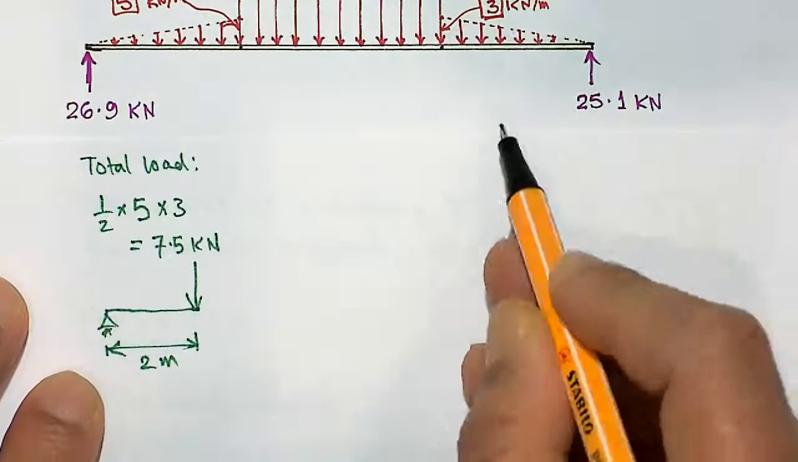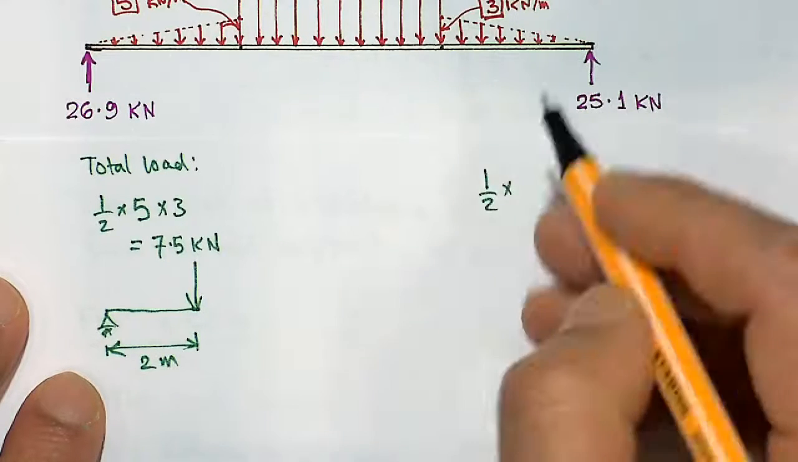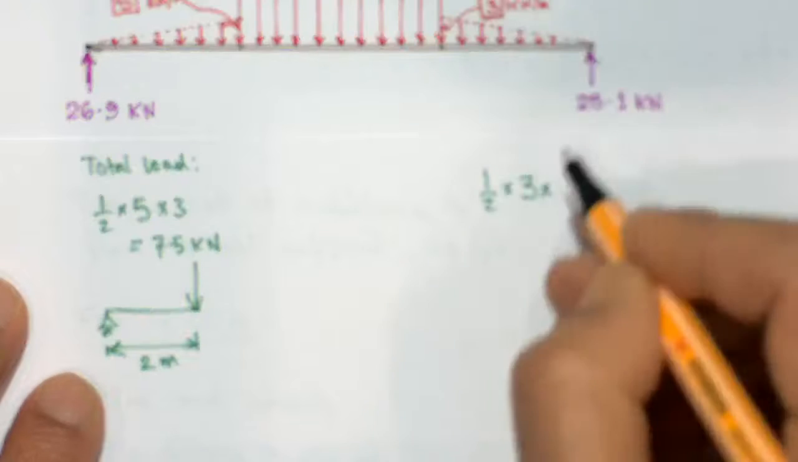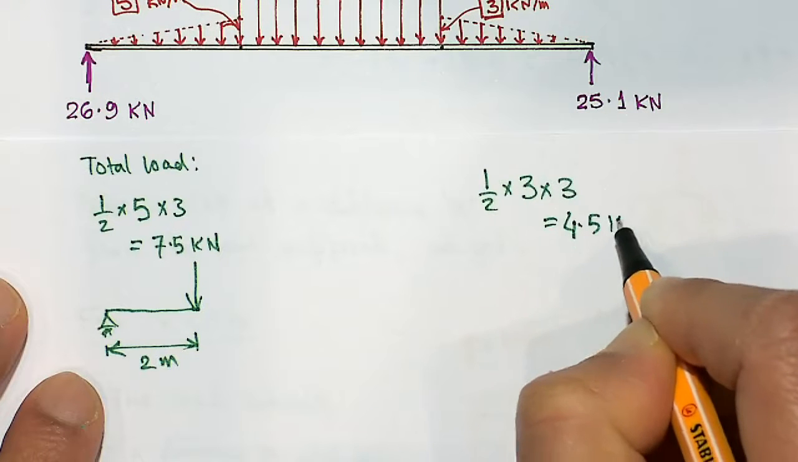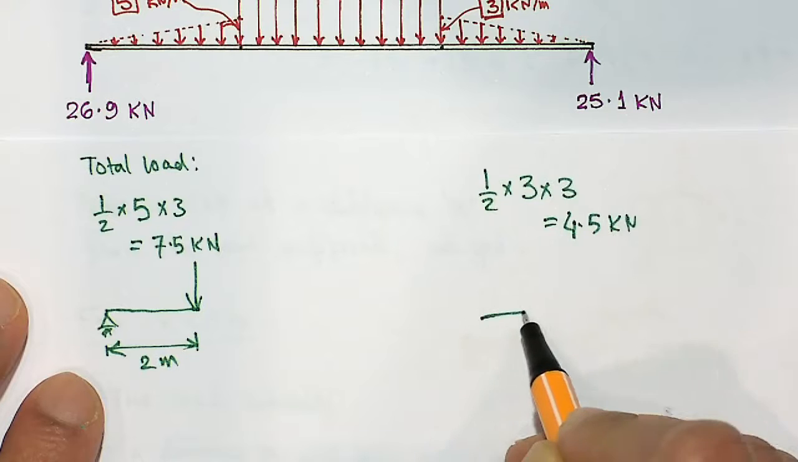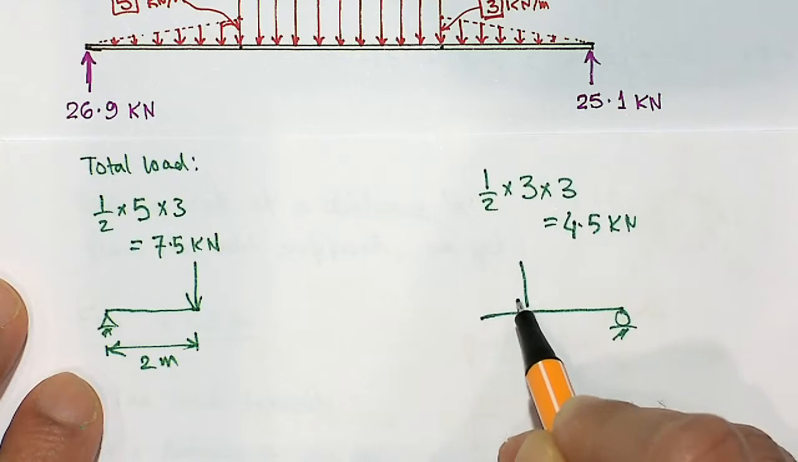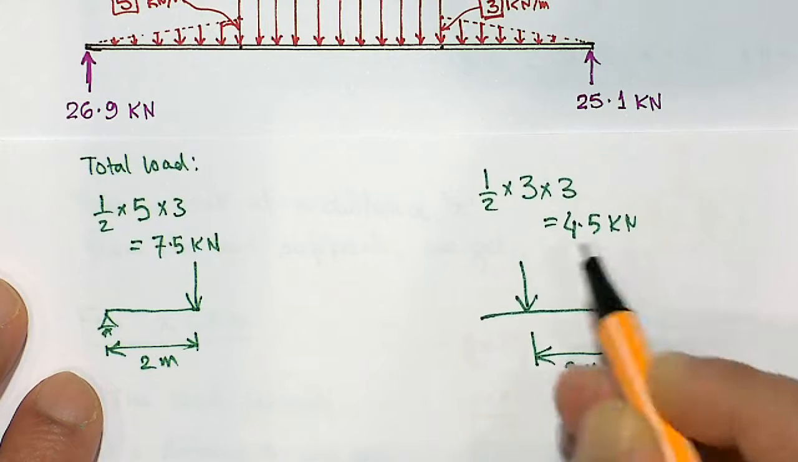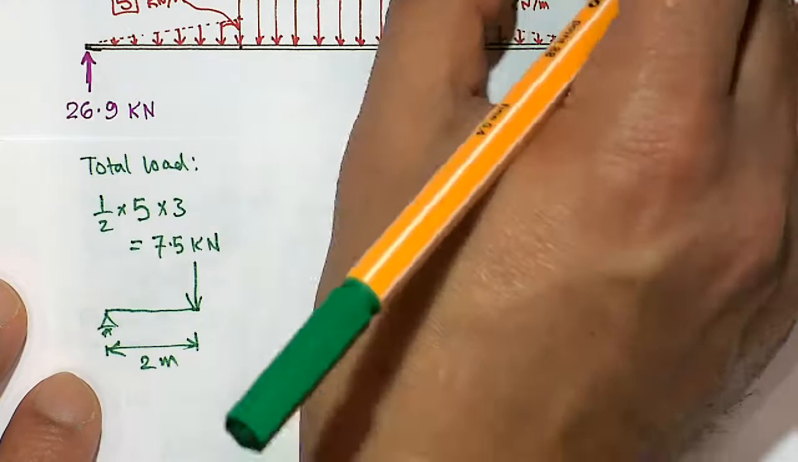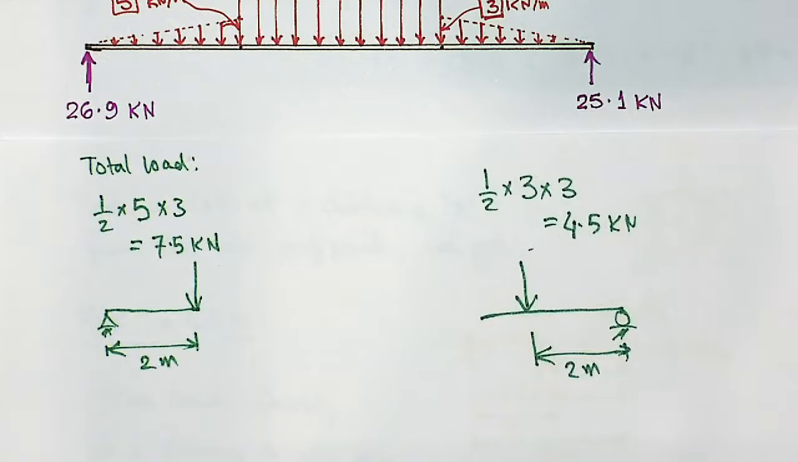What about the right hand side? Right hand side total load is half times 3 times the 3 meter, so that is equal to 4.5 kilonewton. And where will that act? So this is the roller, and that will act at a point here which is 2/3 from that point, so that is 2 meter from the roller.